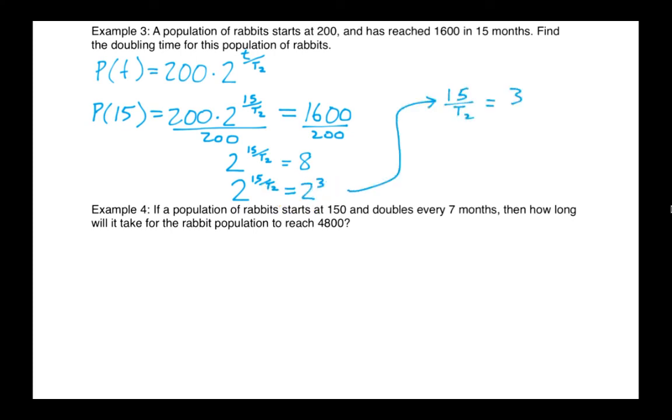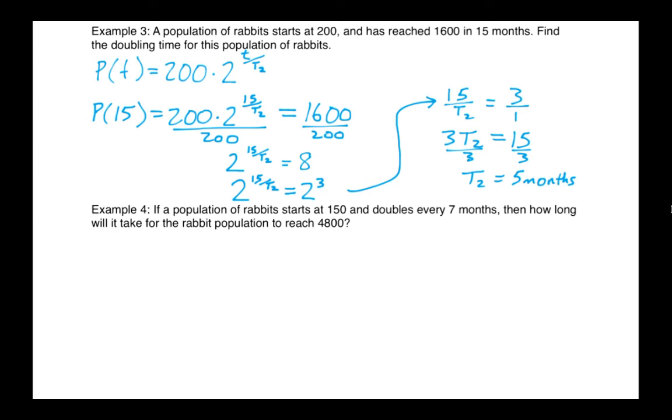So the 15 over doubling time is 3. I like to write the 3 as 3 over 1. That way, some people like this way, to cross multiply. 1 times 15 equals 3 times T2. Right? Divide both sides of the equation by 3, you get T2 equals 5 months. So this is the doubling time, 5 months for the population to double.